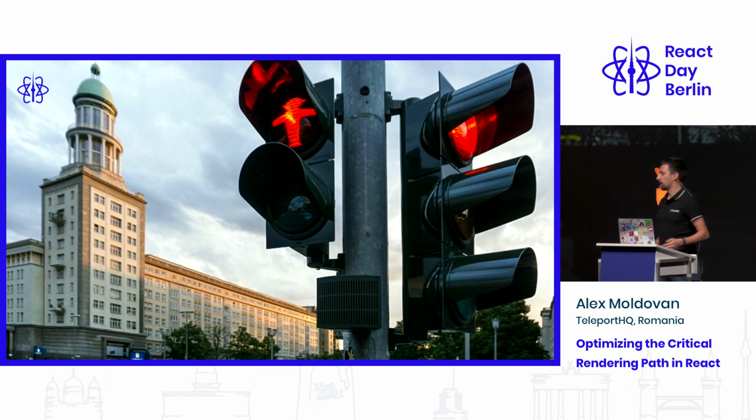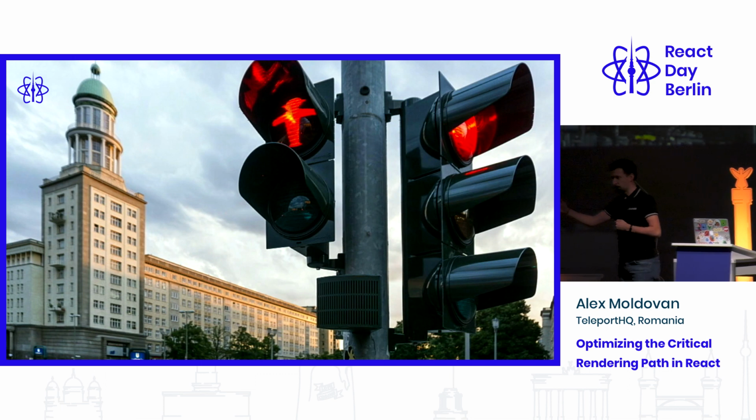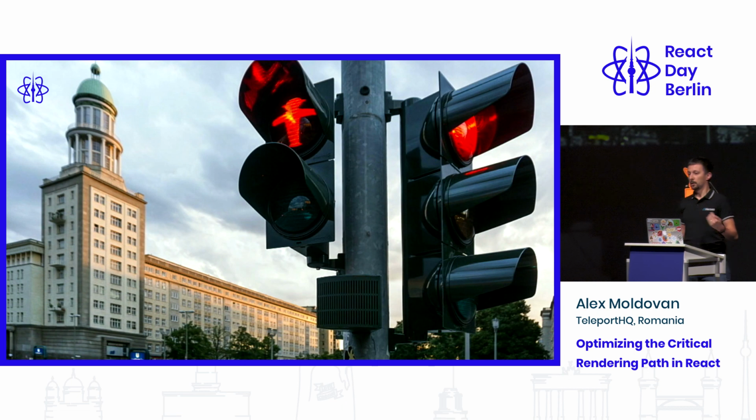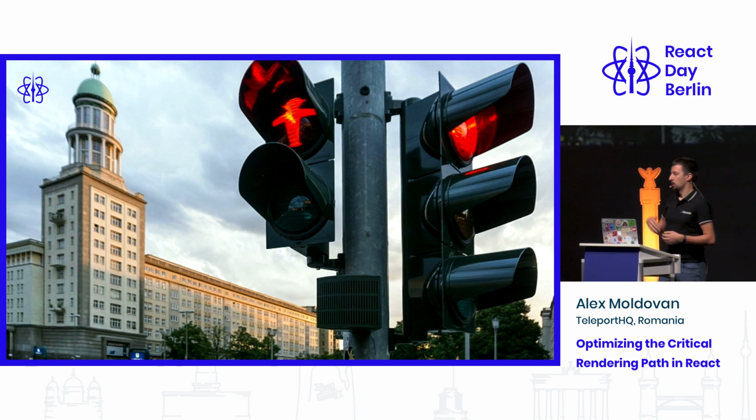And at times, those street lights might be red. So the browser wants to go from A to B. It goes to one point and it hits a street light. And it's red. So when it's red, the browser has to stop. If it's green, the browser can continue.